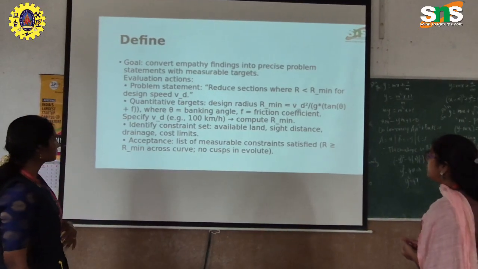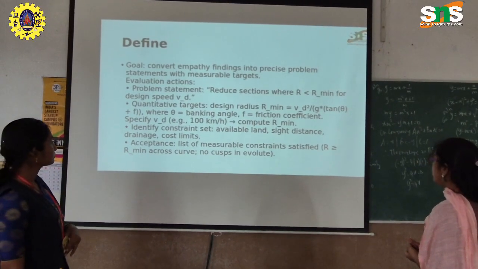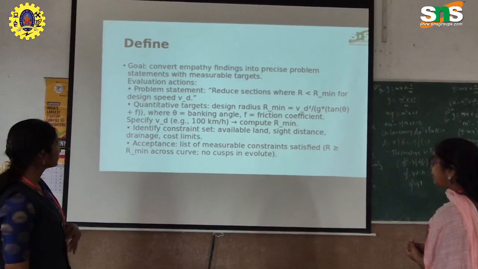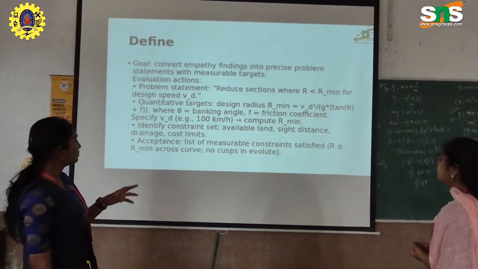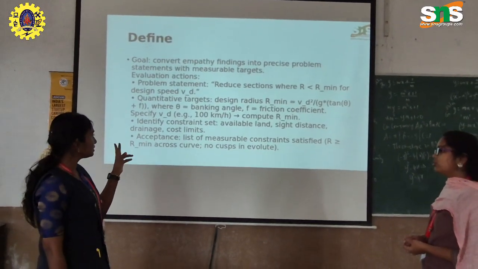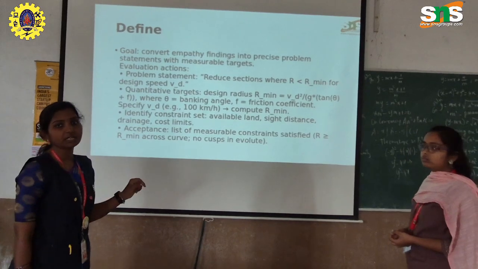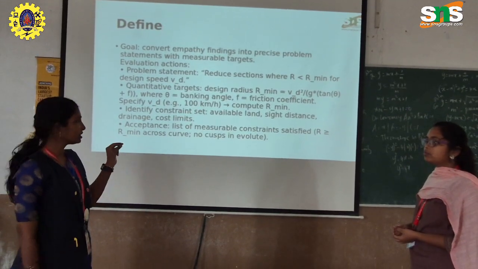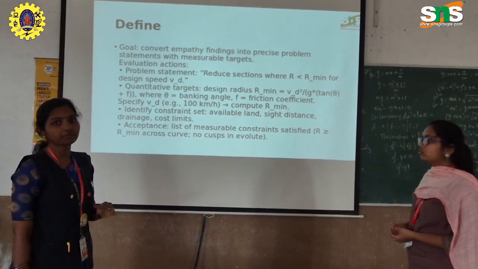Acceptance: list of measurable constraints satisfied. R greater than or equal to R minimum across the curve. So which means this is the list of measurable constraints which are to be satisfied in our defining process. So if this is satisfied, we will move on to the next.